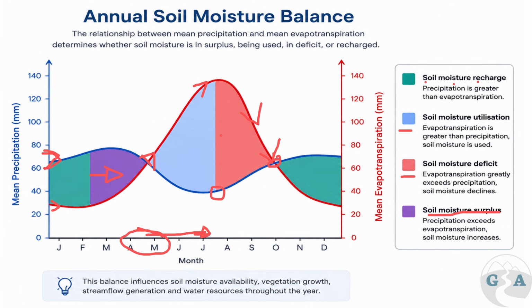And then the soil that has gone through a couple of months going into a deficit and losing its moisture now goes into a recharge mode from October. And this brings us back to the start where the recharge is ready for next spring.